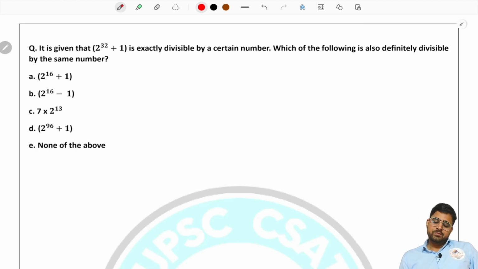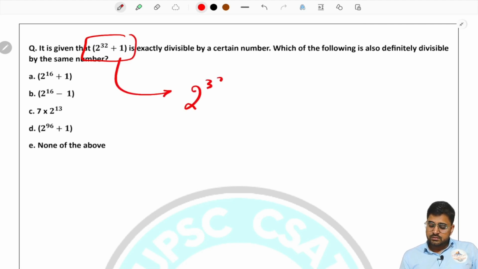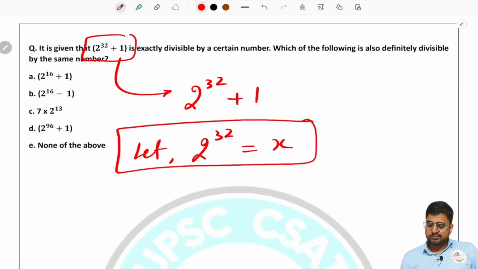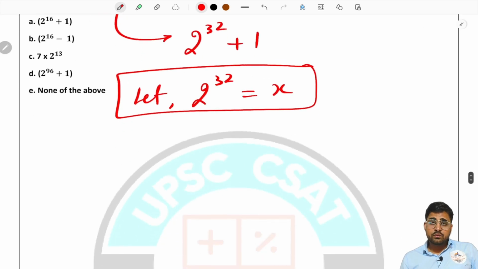Okay, now what is the solution? This is written as 2 to the power 32 plus 1. This thing is bothering you, I know that. Let it be equal to x. You need not write this in the examination. This is only for your understanding. Now put it like this, x plus 1.